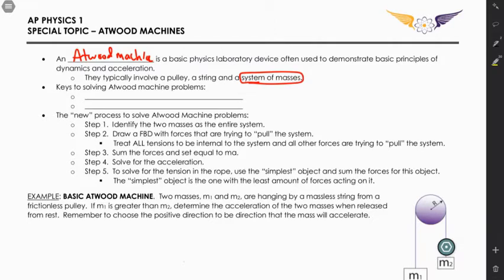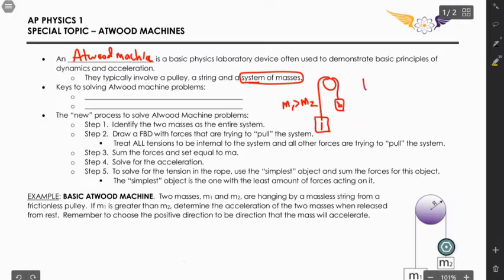All right. So the most basic Atwood machine is just simply 2 masses over a pulley connected by a string, right? Where we have mass 1, mass 2, where mass 1, for example, will be greater than mass 2. Why does that have to happen? Because if they're equal, guess what happens? Nothing. Nothing happens if the 2 masses are equal, okay?